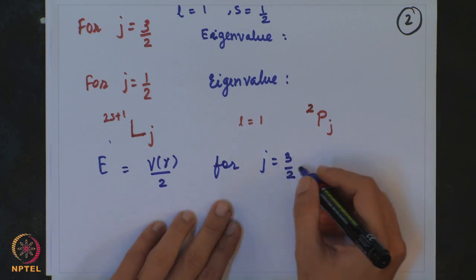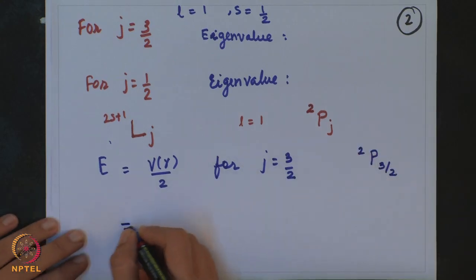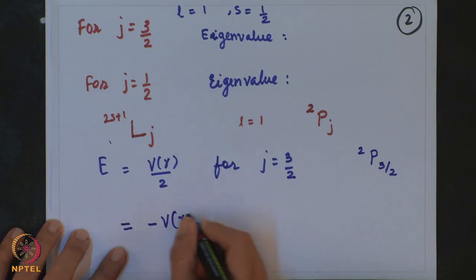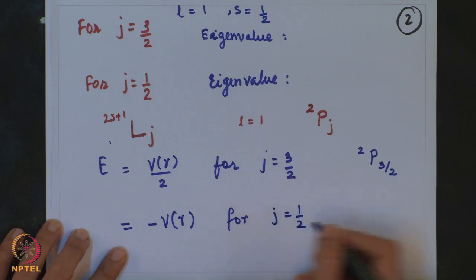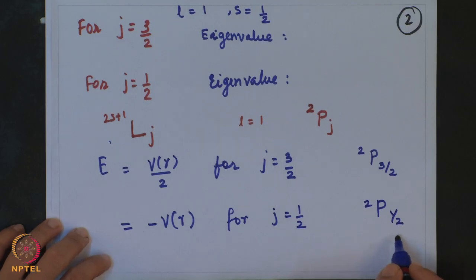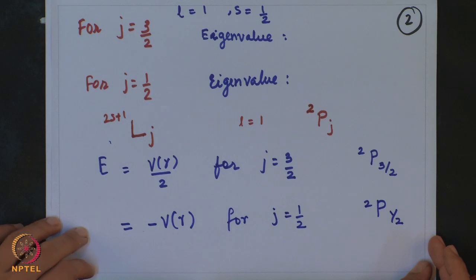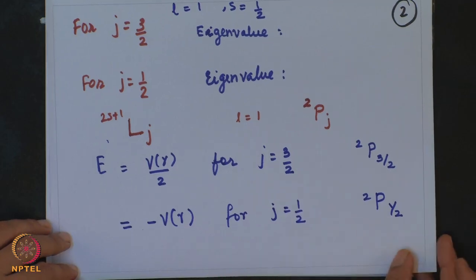So, for J is equal to 3 by 2, in spectral notation how will I write? I will write this as 2P 3 by 2, okay. This you might all be knowing, and this will be V of r for J equal to half. So, the corresponding spectral notation would be this, alright. So, this is what you are supposed to evaluate. You can also calculate the wave function and things like that on your own. So, now let us go to the second problem.